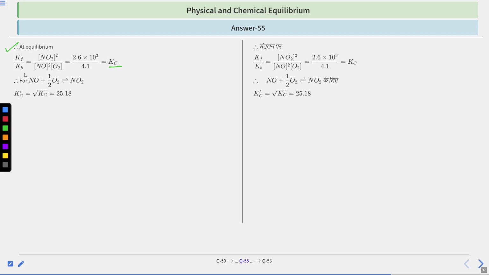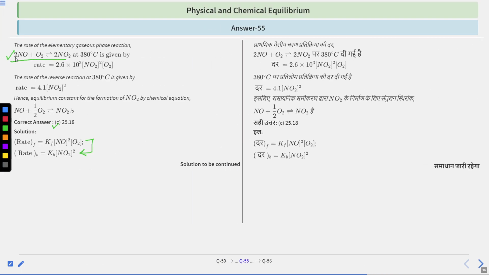And we just put the value of Kf and Kb, which is equal to 2.6 into 10 to the power 3 divided by 4.1, and it is equal to Kc. Now, if we want to write the Kc for the reaction asked in the question, that is NO plus half O2 will give us NO2, the Kc for this reaction, let's suppose it is K prime C, will be equal to under root of the Kc for the initial reaction, right? Because we have this initial reaction in this form.